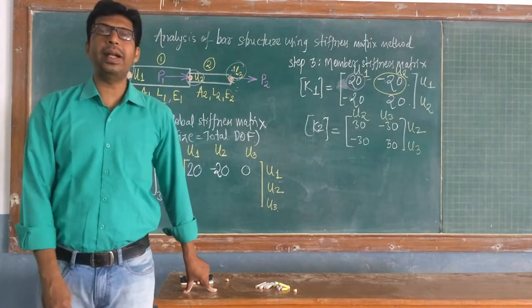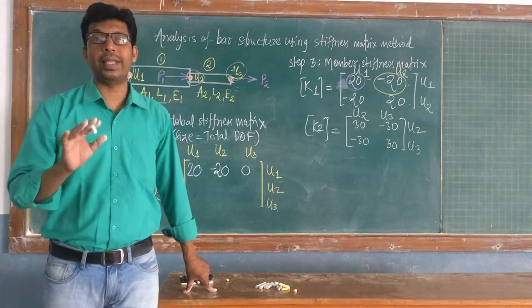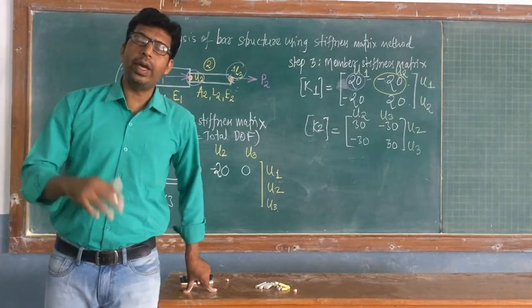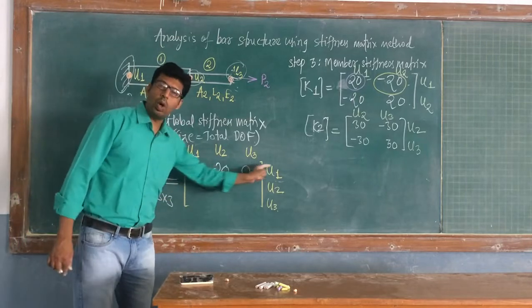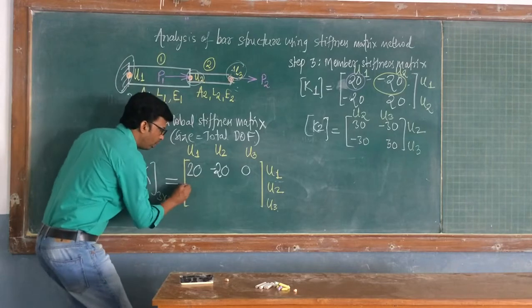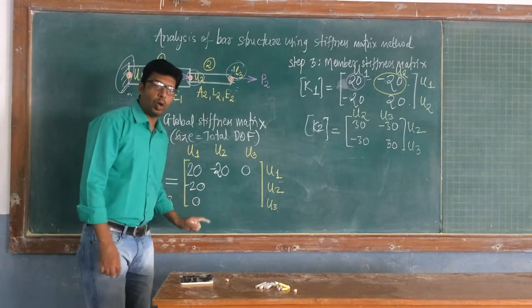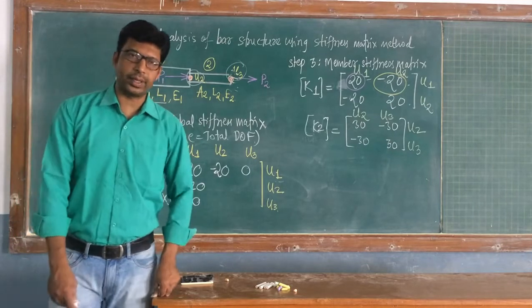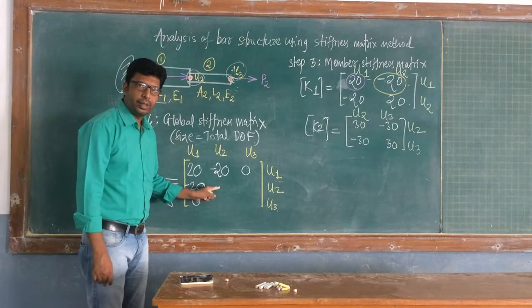We know that the stiffness matrix is always a symmetric matrix. Symmetric matrix means the upper triangle and lower triangle of the matrix are always the same. Or in other words, in a symmetric matrix, the first row is equal to the first column. So this first row becomes the first column, because it is a symmetric matrix.